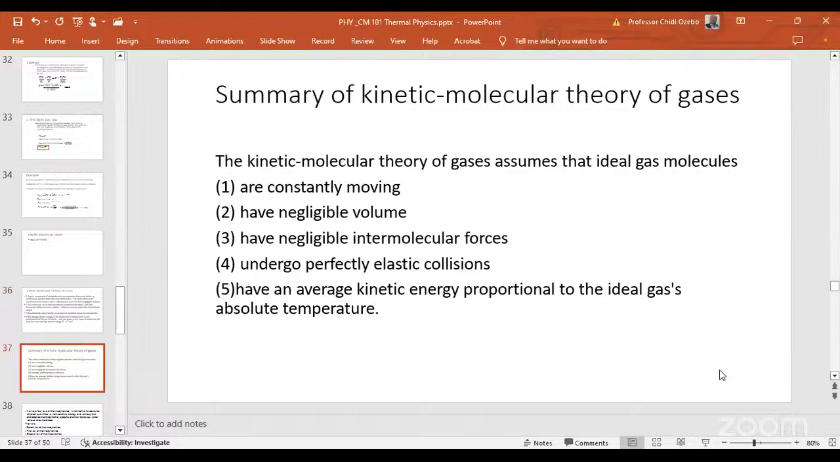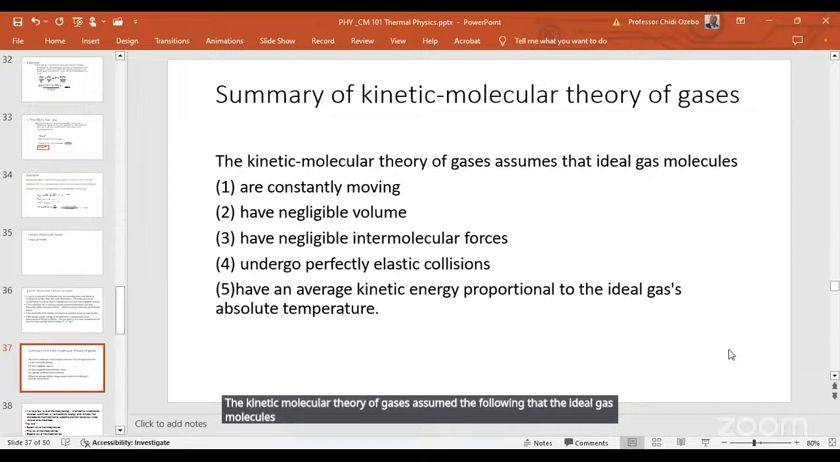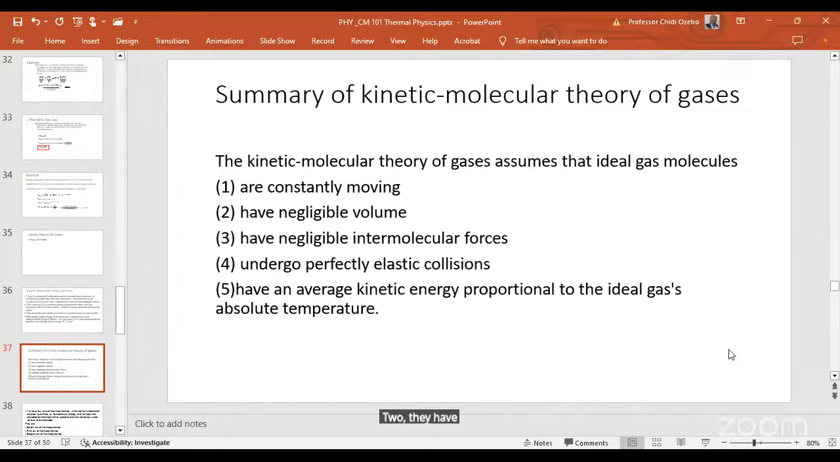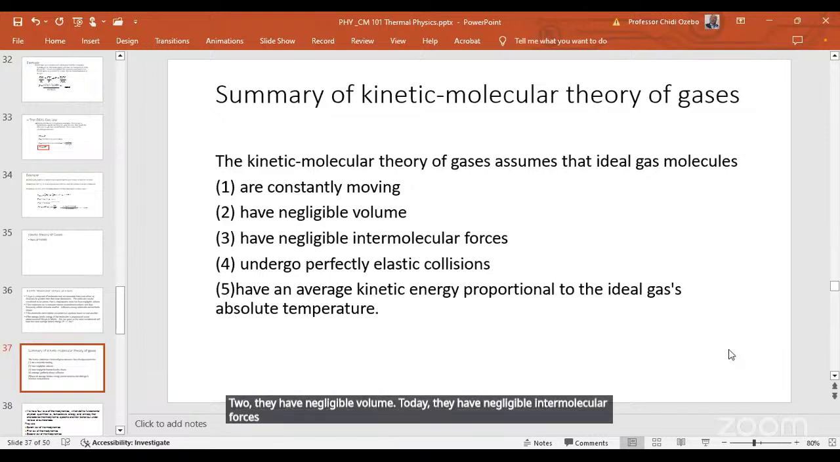So in summary, the kinetic molecular theory of gases assumes the following: that ideal gas molecules, one, are constantly in motion. Two, they have negligible volume. Three, they have negligible intermolecular forces. Four, they undergo perfectly elastic collisions. And five, they have average kinetic energy, which is proportional to the ideal gas's absolute temperature.